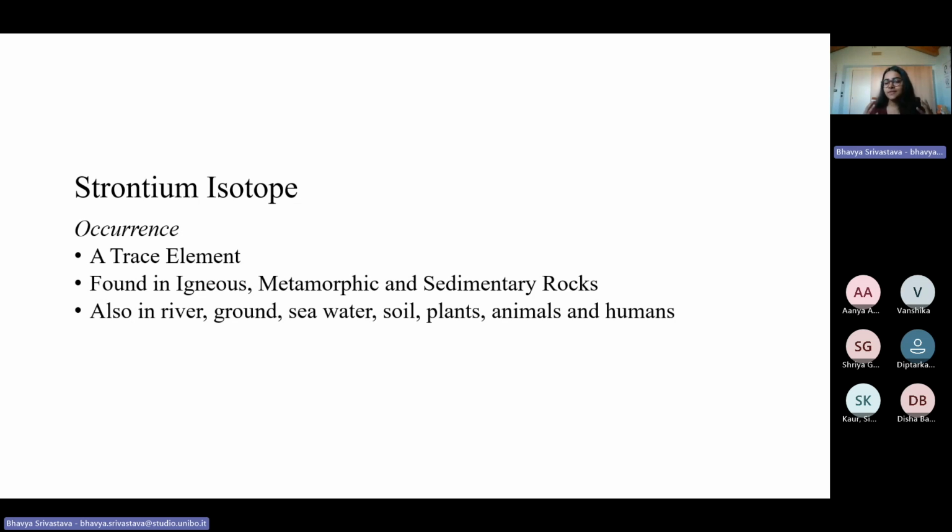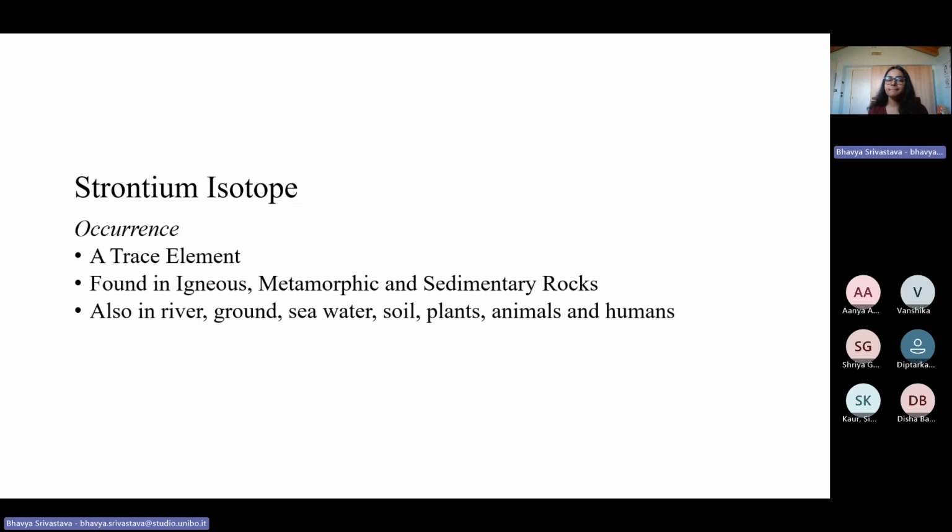And when this soil would bear plants, plants will be extracting nutrients from the soil, and strontium would then be absorbed by the plants. It will be eaten by the animals, by humans. Humans will eat animals. So the entire trophic level would move ahead, and so would the strontium concentration as well.